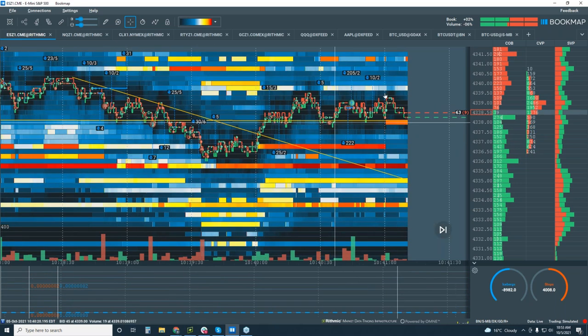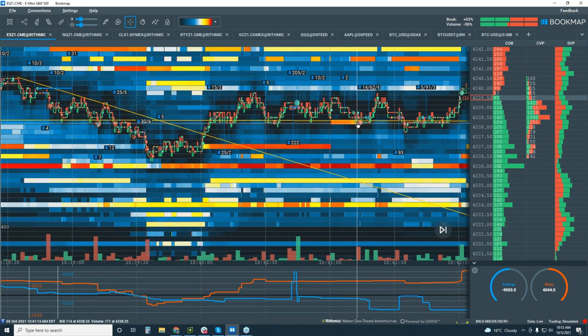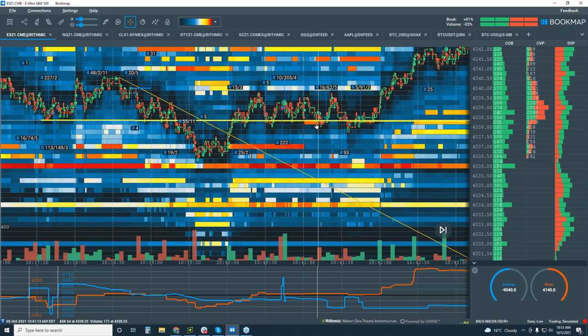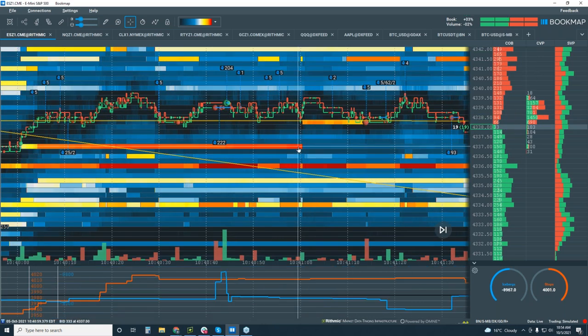Just shy of it, and then we know they got filled here, and now we're looking for the move higher, right? Again, we get a lot of insight from these guys too. This guy here actually wanted to get filled and he didn't, and then he chased it and got filled here.